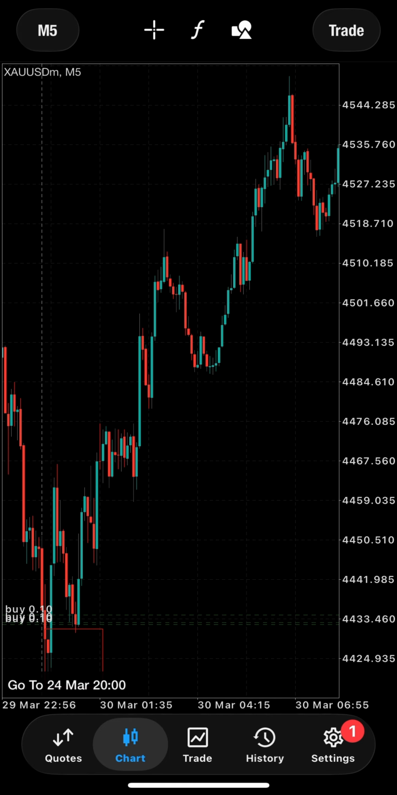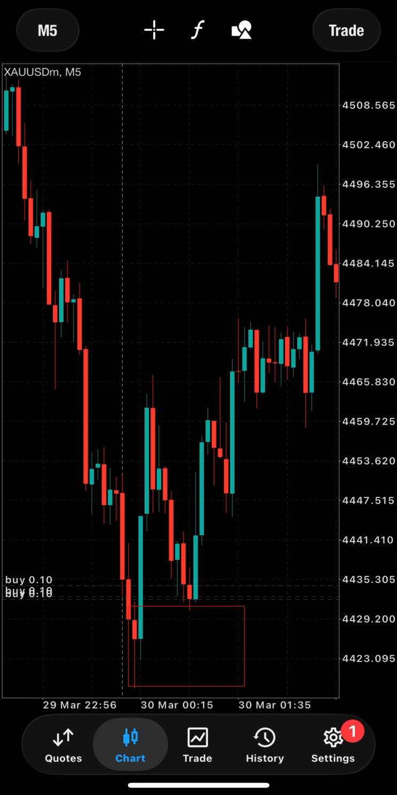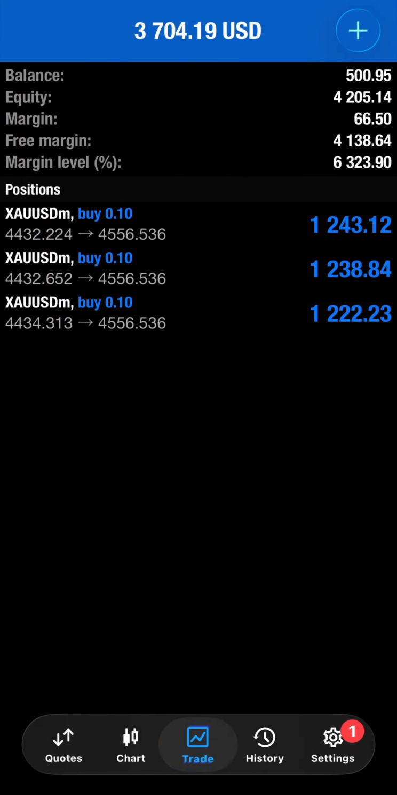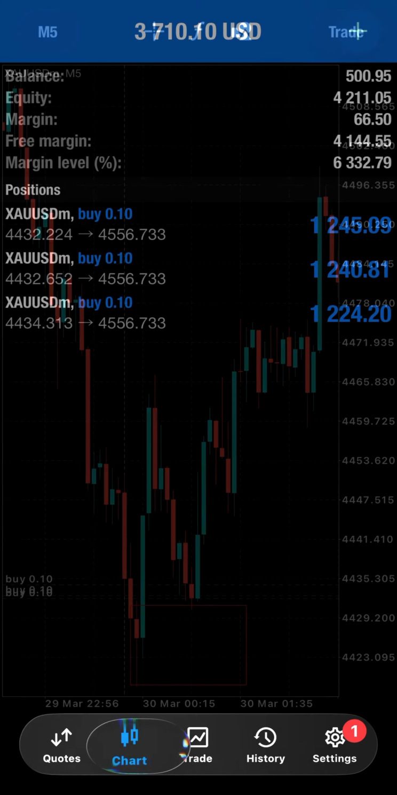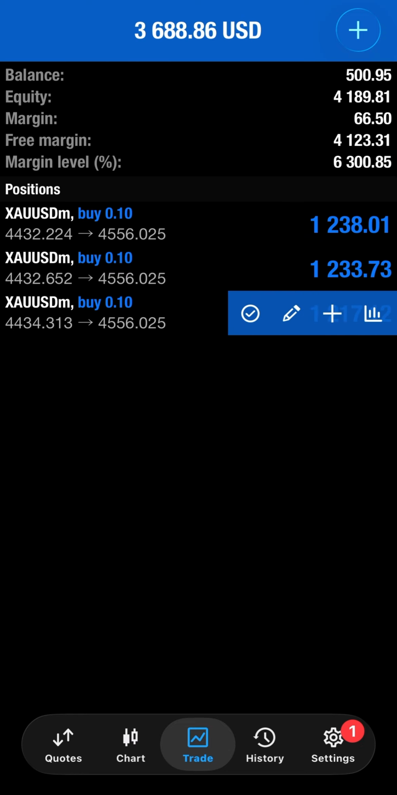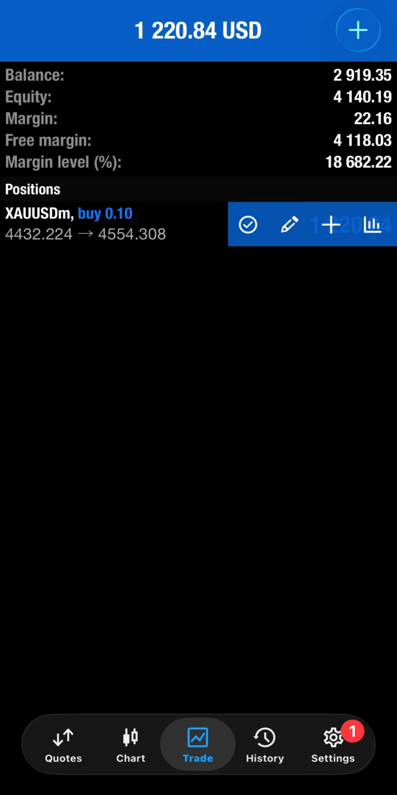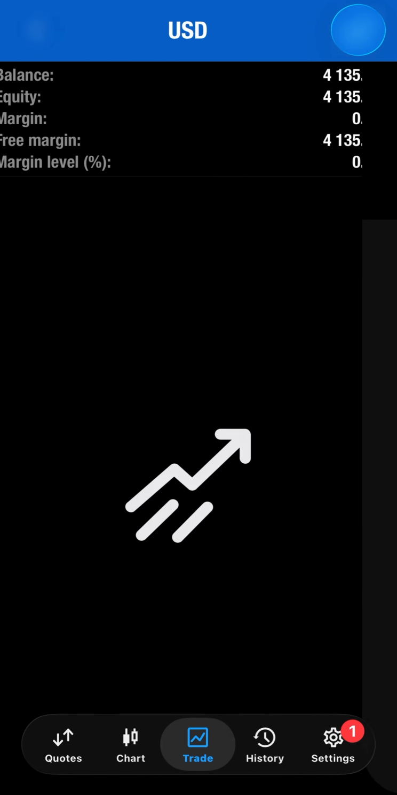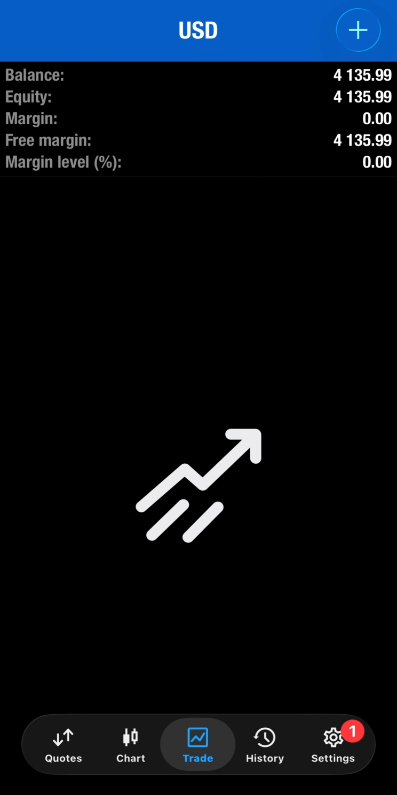You can see it's exactly the same entry, and then no single drawdown from there. No single drawdown, and then the trade is running over $4,000 right now. So let's close all this trade now. Boom, you are closed at 4,135.99 USD. So this is how we do it, guys. It's super easy. All you need is the skill and the right knowledge.